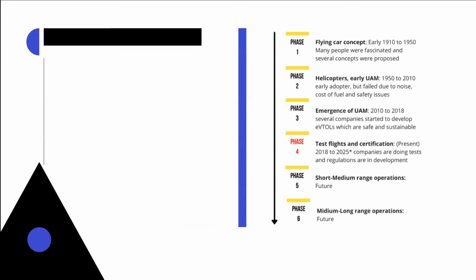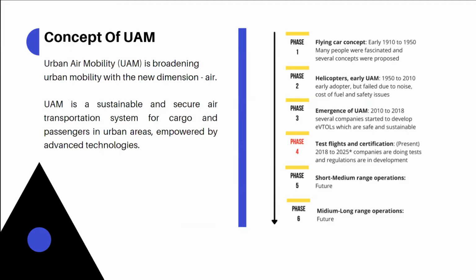Let's move on to the concept of UAM. So what is UAM? UAM is a broadening term for urban air mobility, and we are adding a new dimension, air, to the transportation system. As they are electric vehicles, they are sustainable. They can be used as cargo, and they can be used as passenger vehicles. And this is not new.